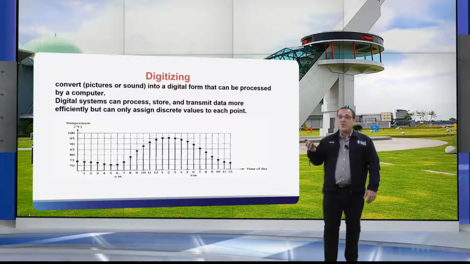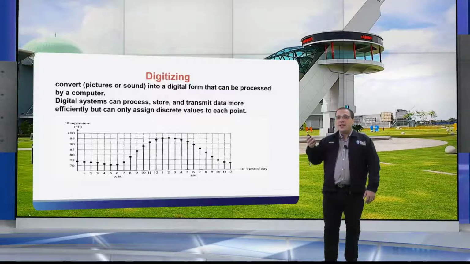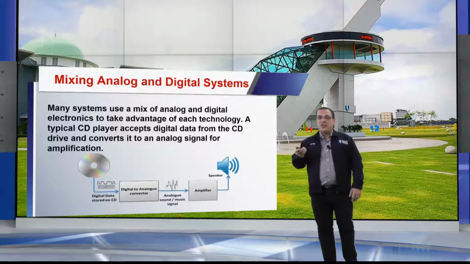And what is the purpose of this? Because we want it to be easy to process by a computer. A digital system can process, store, and transmit data more effectively, but it can only assign a discrete value to each point. When we look at this graph, you see that between the dots there are some missing values. These missing values we need to consider as the previous value. This is what we lose when we do the digitizing.